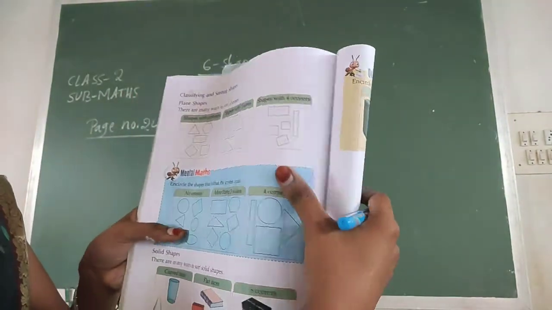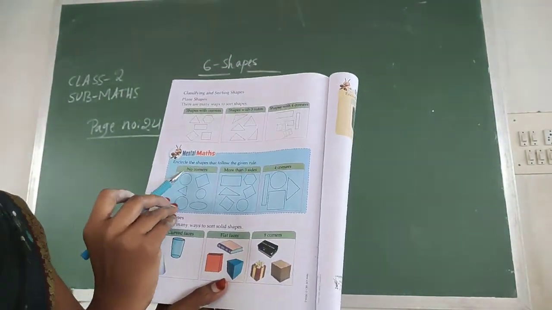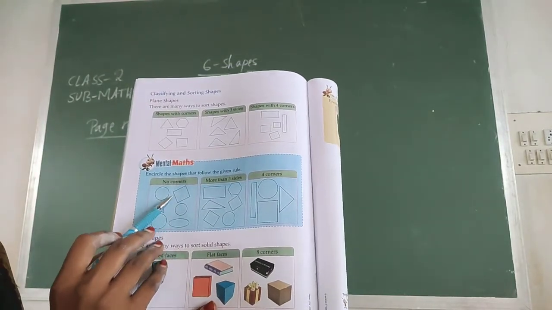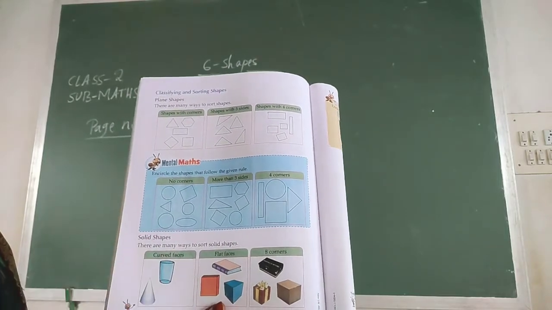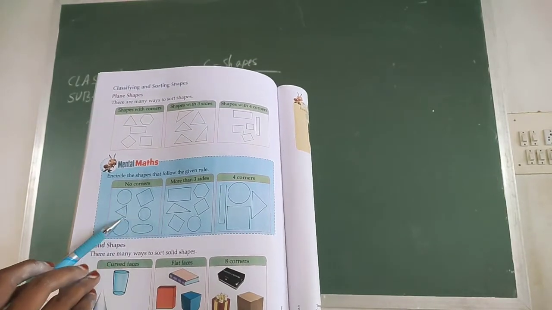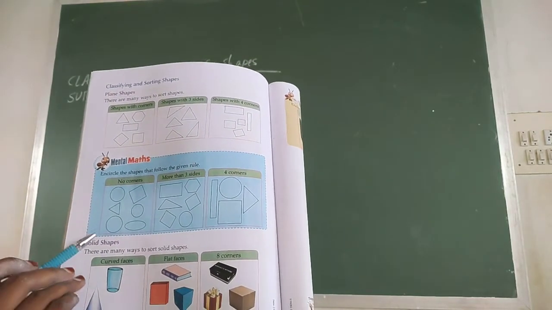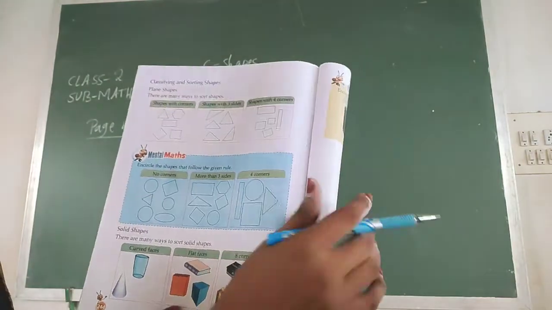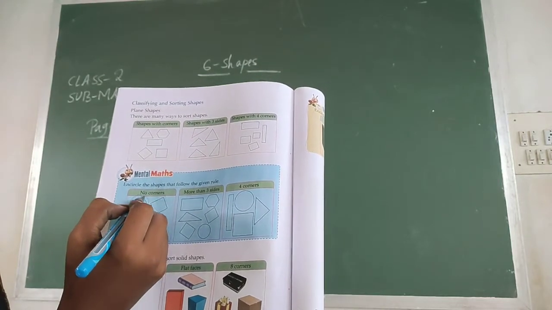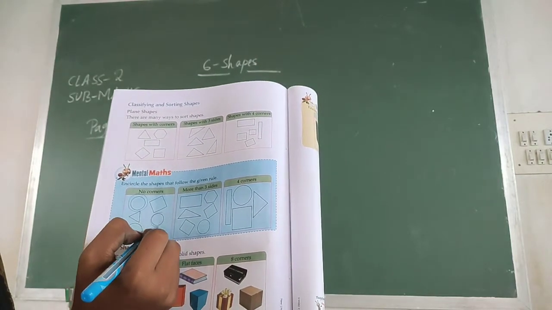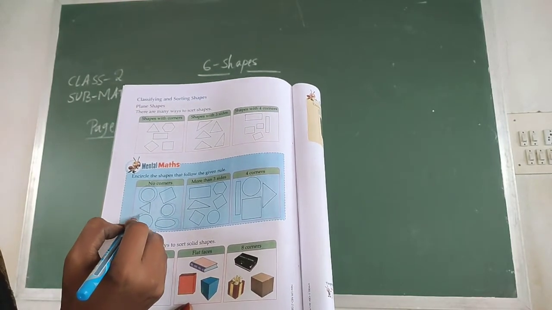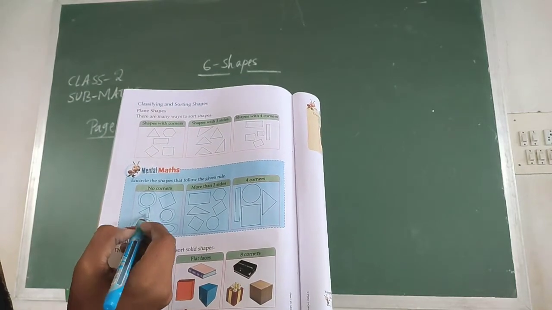Okay, come to the mental maths. Encircle the shapes that follow the given rule. First one, no corners. Here they have given some shapes. In these given shapes, which shapes haven't any corners? So encircle those shapes. This shape hasn't any corner, so encircle this. This one also hasn't any corner. This shape also hasn't any corner. And this shape also hasn't any corner.